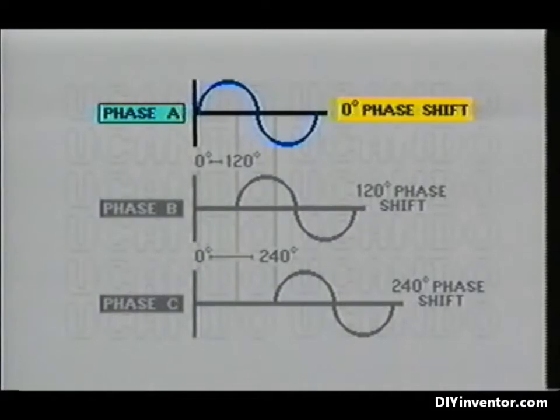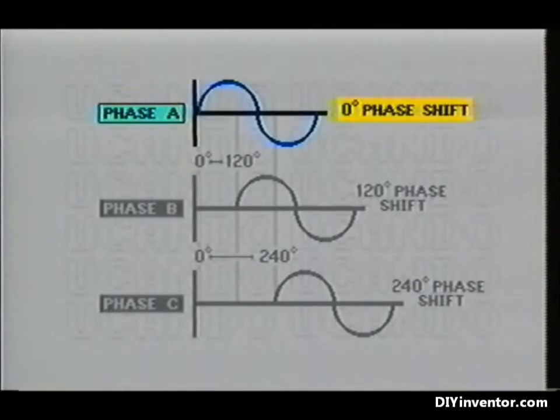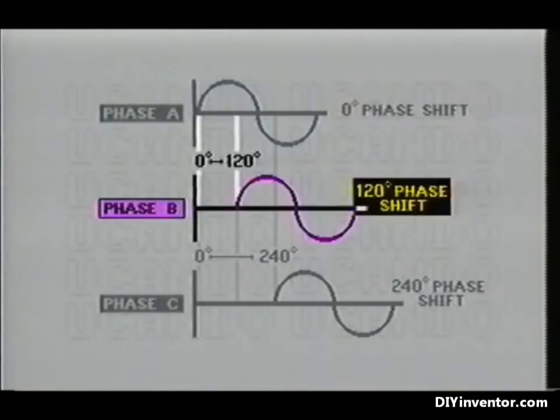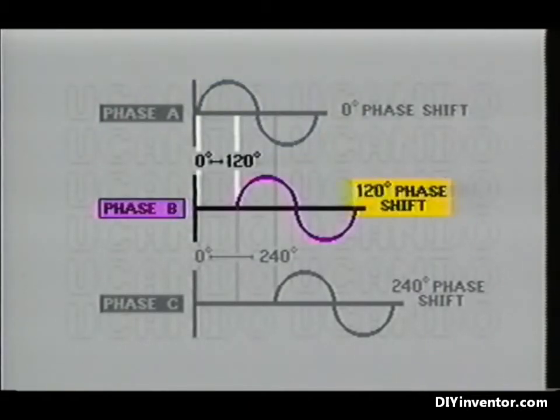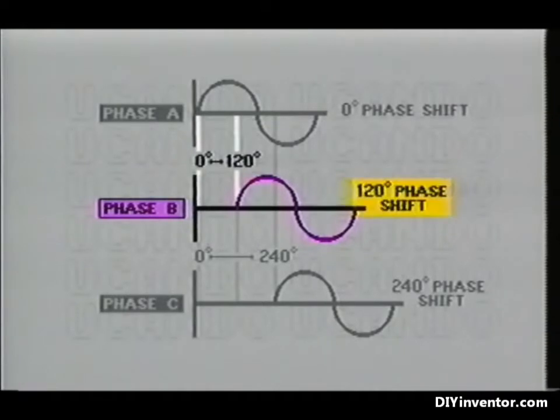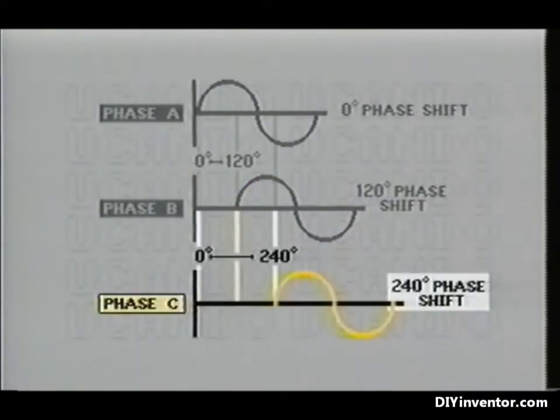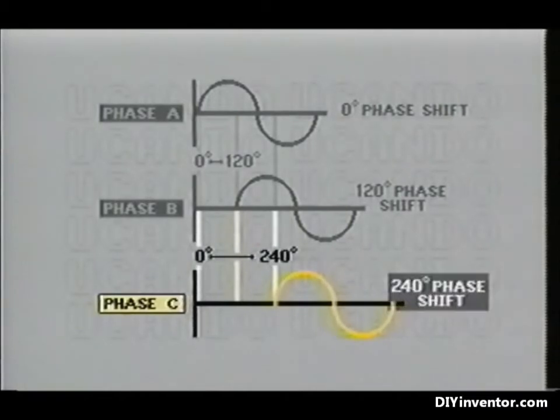Notice that phase A starts at the 0-degree point and completes its cycle at 360 degrees. Now notice that phase B starts 120 degrees from the phase A sine wave and completes its cycle at 480 degrees. Phase C, on the other hand, starts 240 degrees from phase A and completes its cycle 600 degrees from the start of phase A.